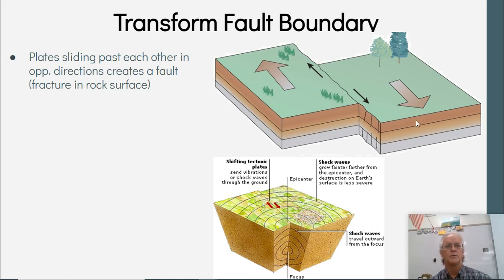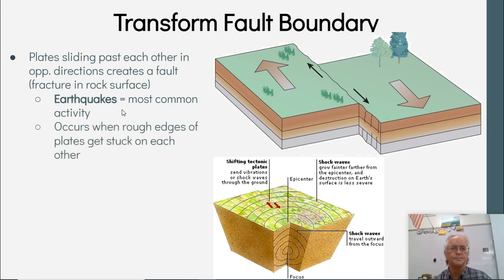Now, with a transform fault boundary, we have one going one way, like the Pacific plate, and the North America plate going the other. They go opposite directions, and they basically fracture at a certain point. You can actually go and see it. It causes earthquakes, which are the most common activity there. Because these rough edges are moving by each other, but they get stuck, and occasionally they get loose.